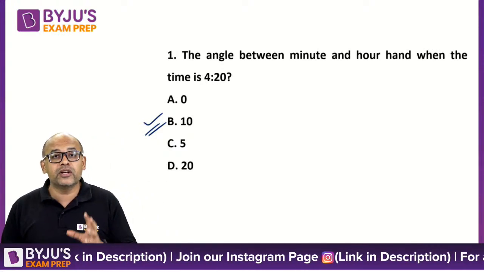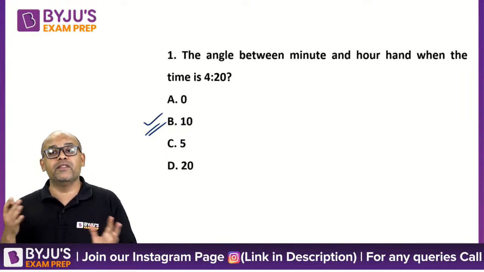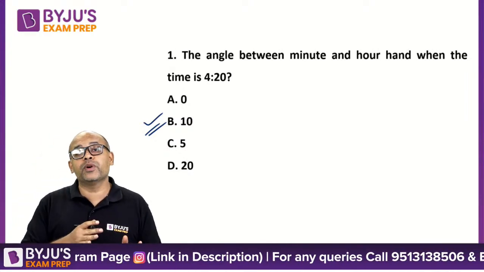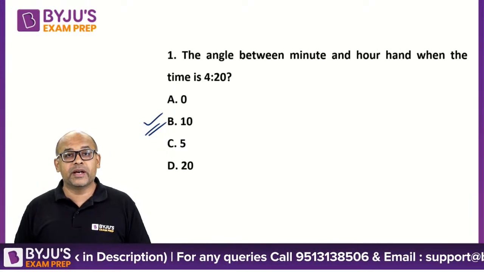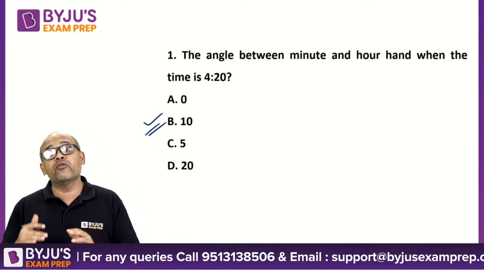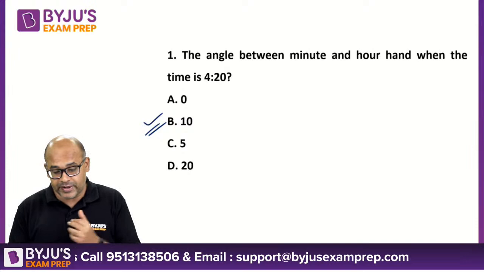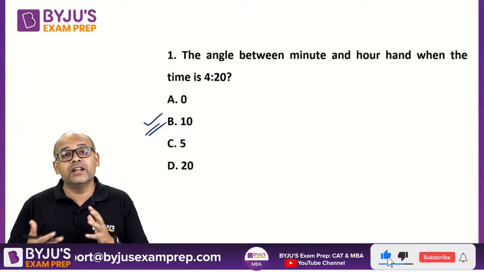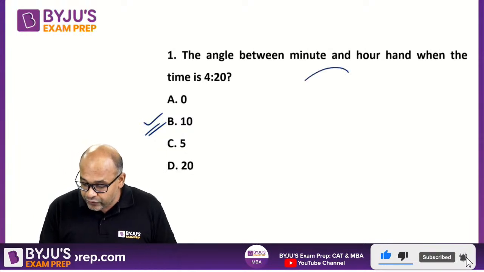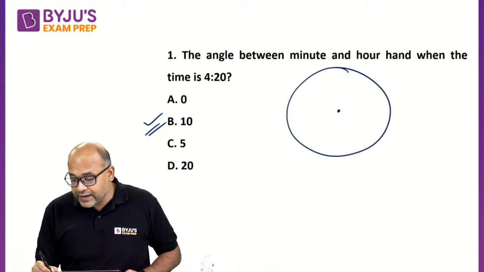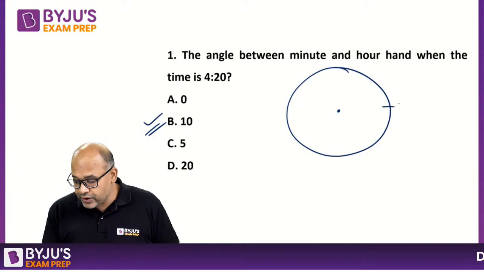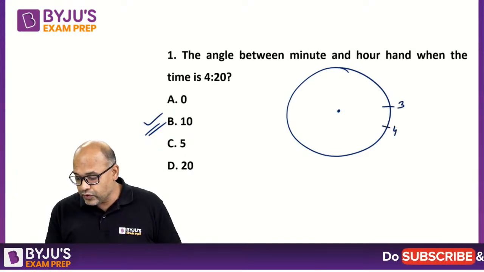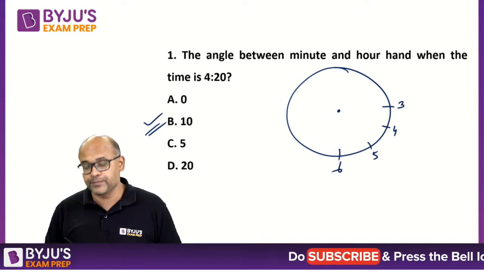Now as I said, you can solve these questions in many ways. I have solved the previous question taking 4 o'clock as my reference. Here I will take 4:20 as my reference and see what happens. I'm doing this in a different method so that you get to understand different approaches. So here at 4:20, this is 3 o'clock, this is 4, this is 5 and this is 6.